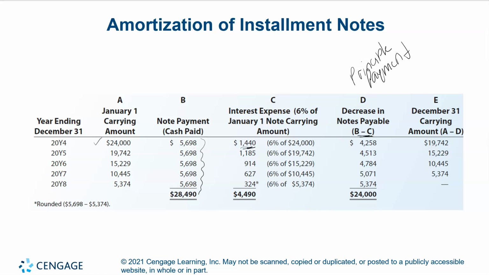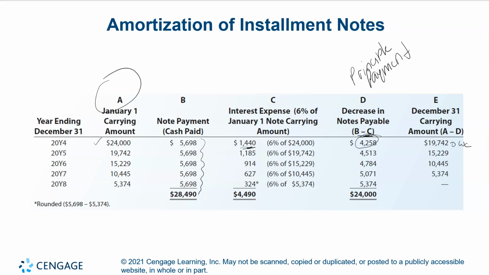Your interest expense is going to be the carrying value. That means the amount that you still owe times your interest rate. All right, so let's look at how we calculate carrying value. It's going to be your original amount in A minus the amount that you just paid towards principal, D. That's how much you still owe right now.